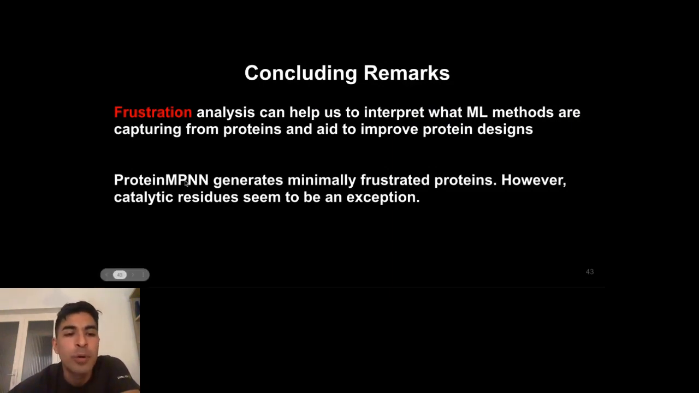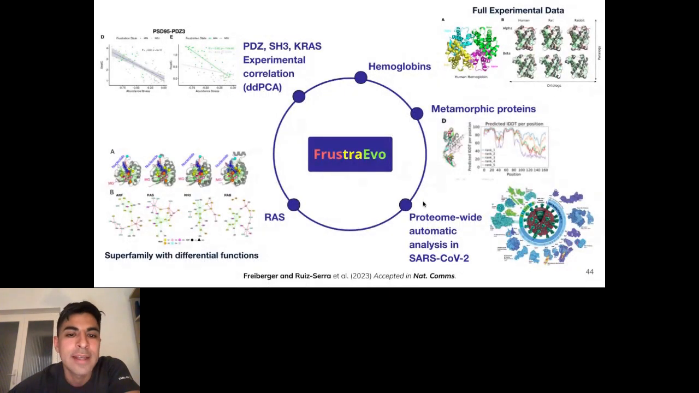And we have the hint that although ProteinMPNN generates minimally frustrated proteins, sometimes, for example with catalytic residues, it seems to retrieve the native identities even when they are bad for energy, and we're trying to understand why this is. So with that, I just want to invite you, if you are interested, to read this paper that we just published last year, where we included many other examples. We made an unsupervised analysis on the entire SARS-CoV-2 virus. We tried to understand, based on frustration values, why a metamorphic protein changes its conformation. In this case, we studied RfaH. We also studied the superfamily of RAS proteins, and we correlated our frustration conservation scores with stability scores derived from experimental procedures like DDPCA by the laboratory of Ben Lehner here at CRG.